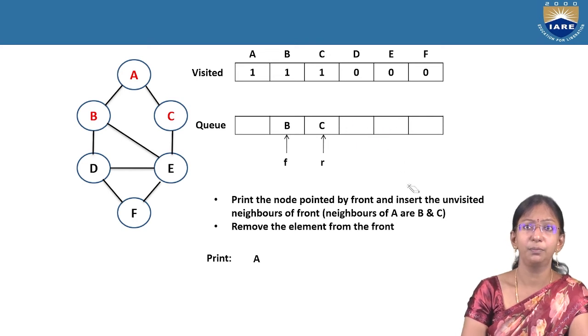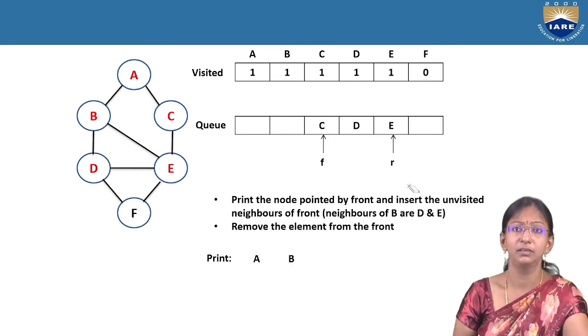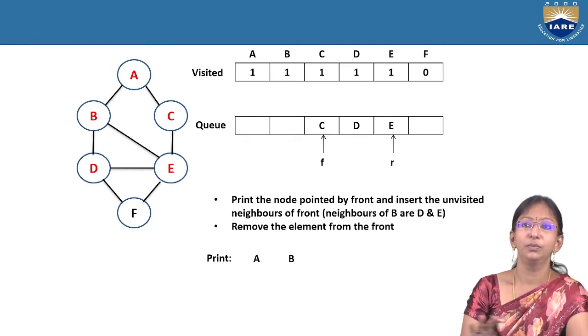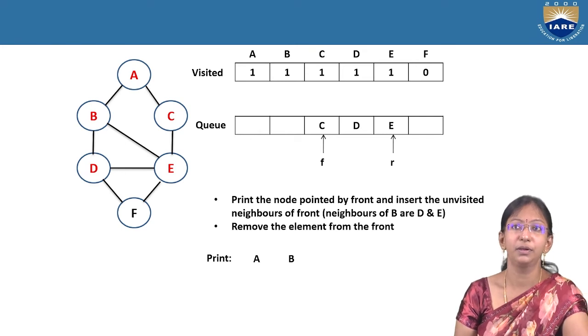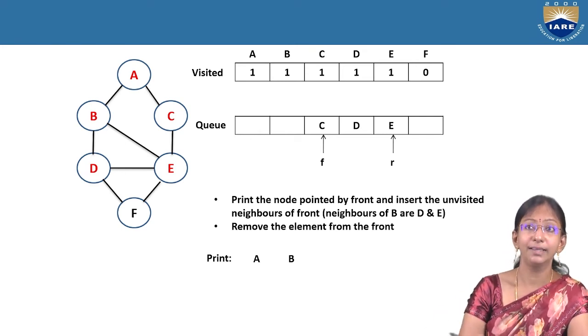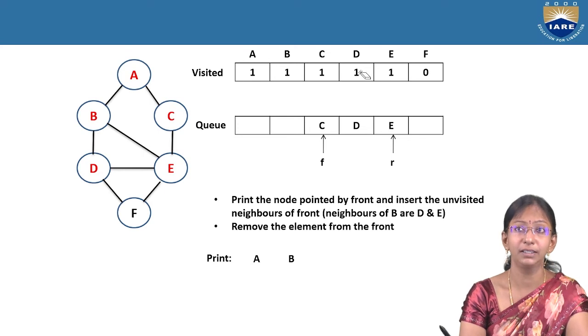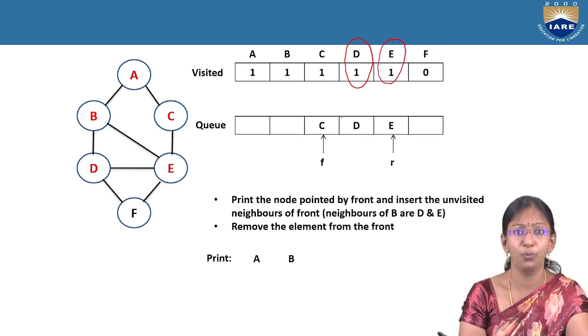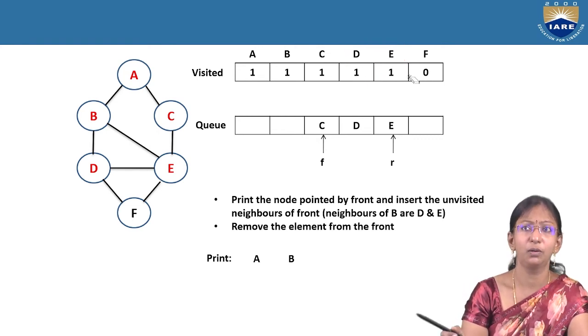So let's see it pictorially. Yeah, this is the final picture or semi-final picture. Okay, so this is the scenario. B is also printed. So as D and E have marked their entry into the queue, that means they are visited. So I'm changing their values in the visited list as true, or overwriting 0 with 1, marking that they have been visited already.